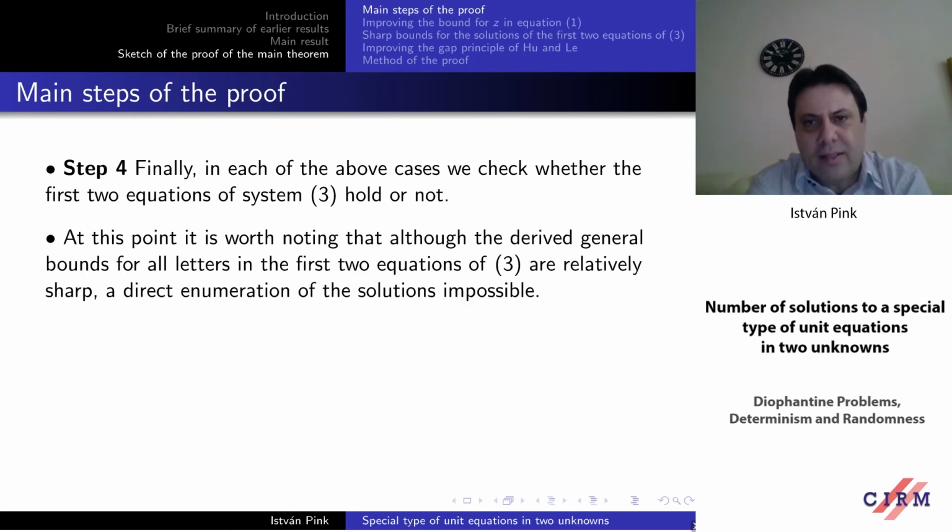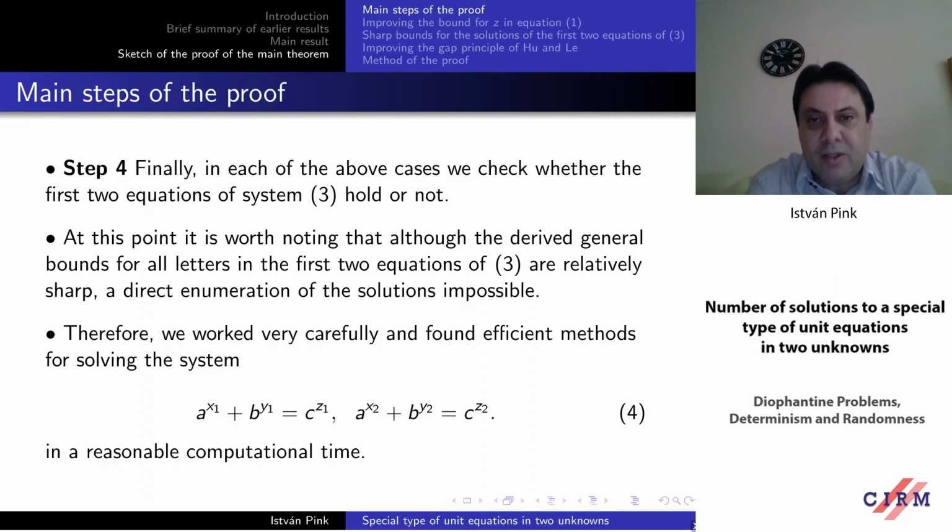And at this point, I would like to note that although the derived general bounds for all letters in the first 2 equations of 3 are relatively sharp, I will give you a lemma, and you will see this: a direct enumeration of the solutions is impossible. So therefore, we worked really very carefully and found efficient methods for solving the system formed by the first 2 equations in a reasonable computational time.